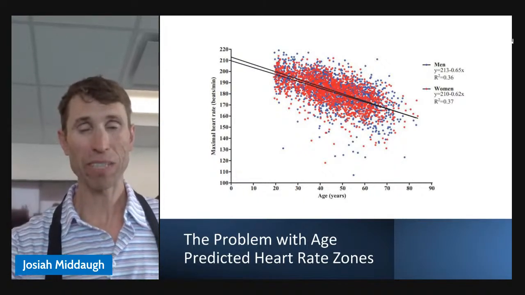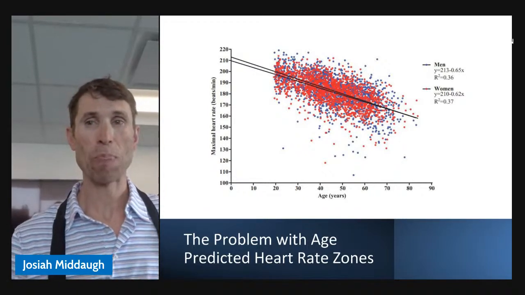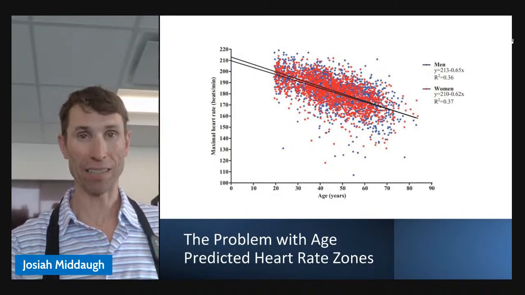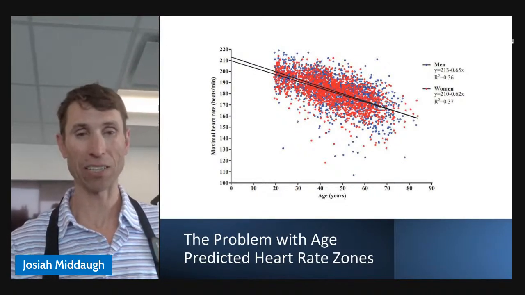And then we need to see how it feels when we get out in the field. And when you do that, you should find that how you feel really matches up with that objective data that you see on your heart rate monitor.